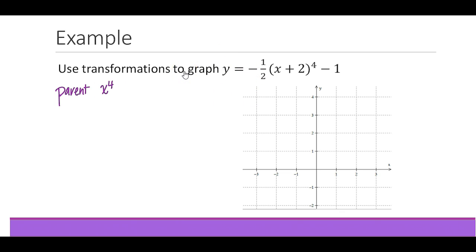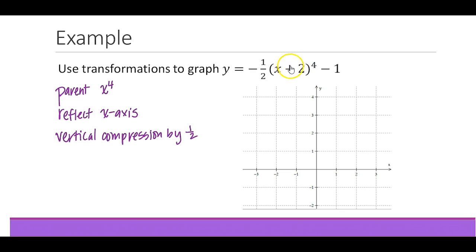The negative in the front is going to reflect over the x-axis. The 1/2 that's multiplied in the front is going to give us a vertical compression by 1/2. And then finally, we have our translations. So plus 2 inside with the x is going to move us left 2, and minus 1 on the outside is going to move us down 1. So we have left 2 and down 1. So let's go ahead and apply these transformations then.